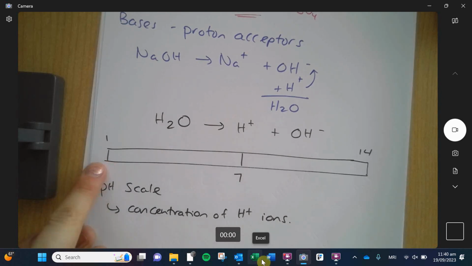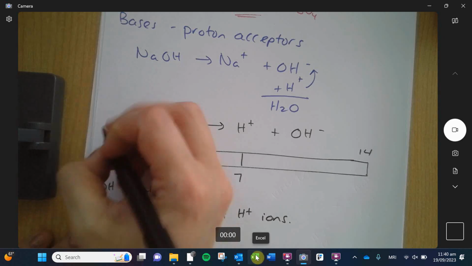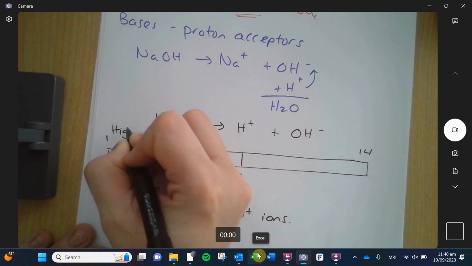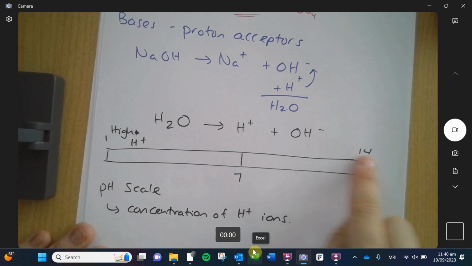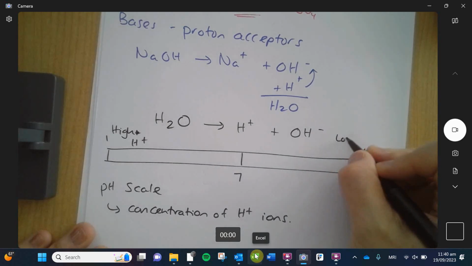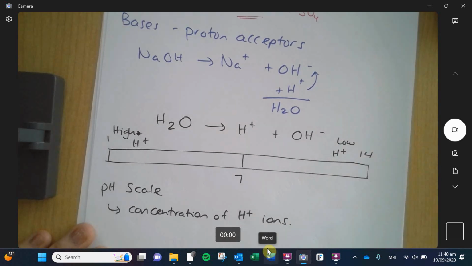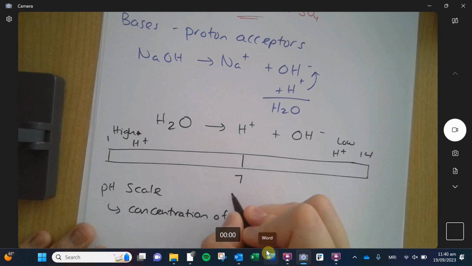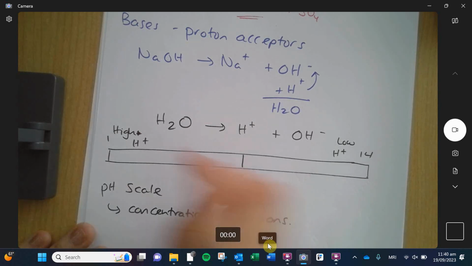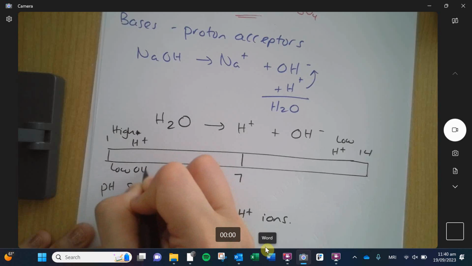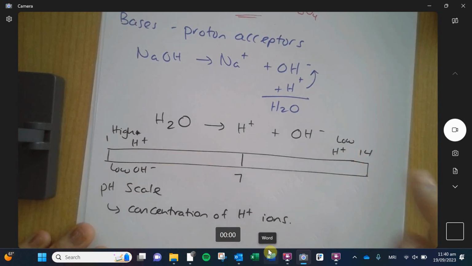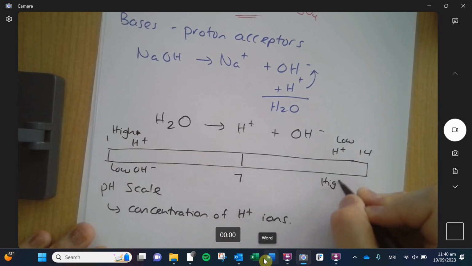Yeah, so actually the higher end, which is kind of counterintuitive, is the 1. The 1 is where you have a high H plus concentration, whereas 14 you have a low H plus concentration. 7 is when you have an equal amount. I say high H plus low OH, low H plus high OH.